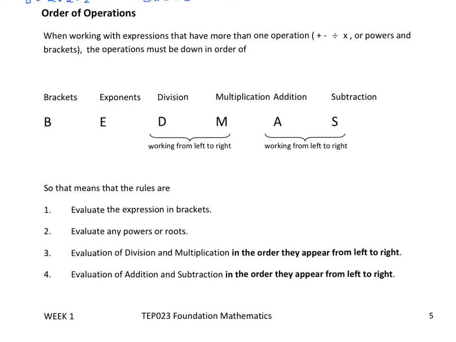Then any division or multiplication. But if there's more than one division or multiplication, you work in order from left to right. And finally, the last operations we perform are addition and subtraction. But again, if there's more than one of those, work from left to right. So that means there are rules. Evaluate the expression in brackets. Evaluate any roots or powers. Next, evaluation of multiplication and division in the order they appear from left to right, and then addition and subtraction in the order they appear from left to right.